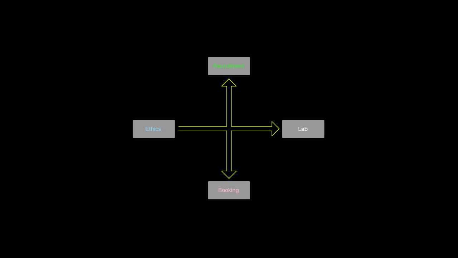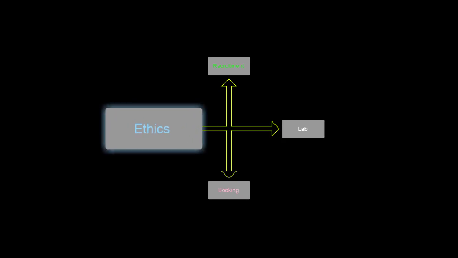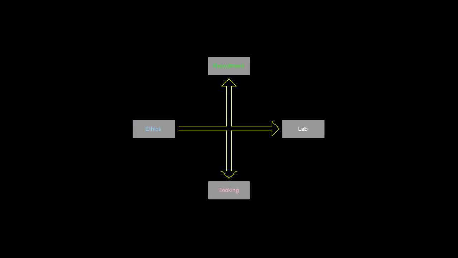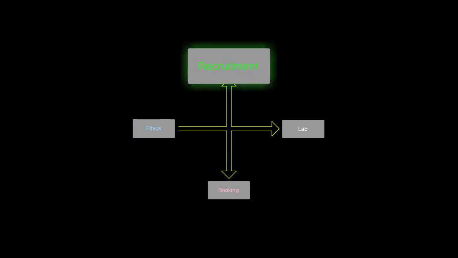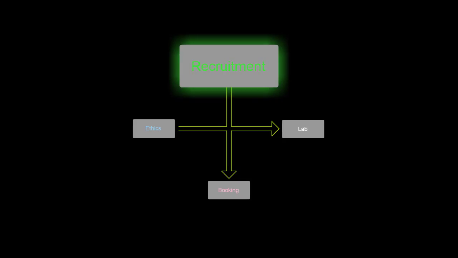But first, let's take a look at the four parts, what they are and how they relate to each other. Although there isn't a strict workflow, all projects start in the ethics section. This is where you create new projects and get ethics approval. Most people will then move on to the recruitment section to configure their project for gathering participants and post their project online.